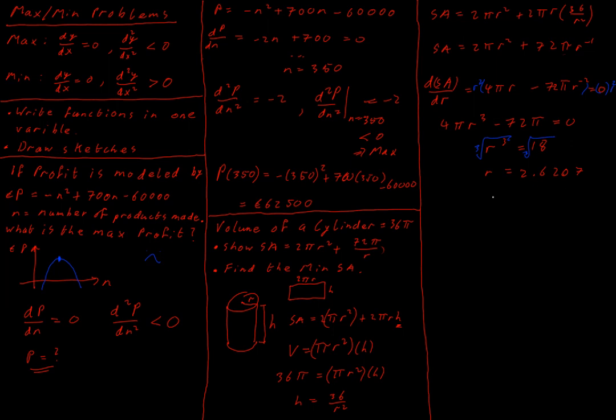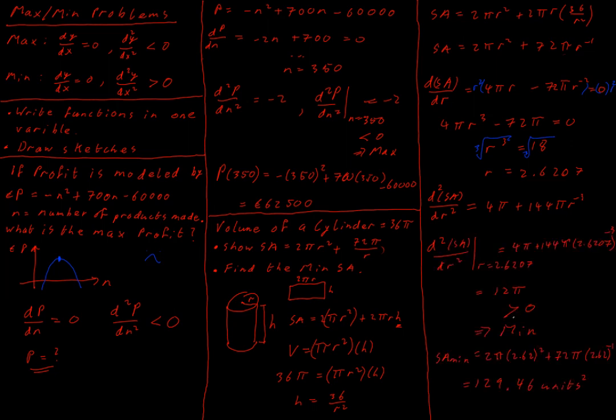Now I need to check whether that's a maximum or a minimum. So I need to check what d2SA/dr squared is equal to when r is equal to cube root of 18. So I go back up to this and get the derivative again. So I get 4 pi plus 144 pi r to the minus 3. And I want to know what that is equal to. That works out to 12 pi, which is greater than 0, therefore a minimum.